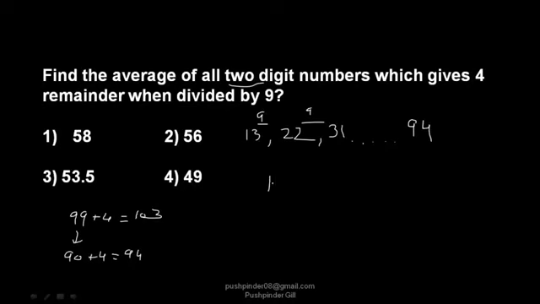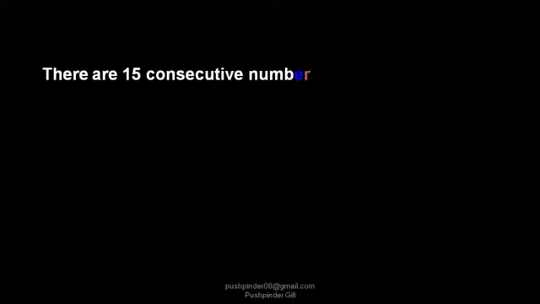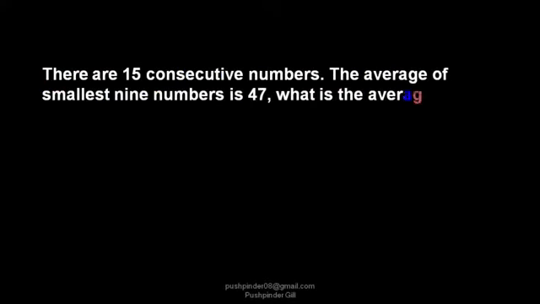So your answer comes down to 13 plus 94 divided by 2. That would be nothing but 107 divided by 2, which would be 53.5. Cool, isn't it? So start applying this whenever you want to calculate the average of numbers which are in arithmetic progression. And alright, let's see this question, guys.